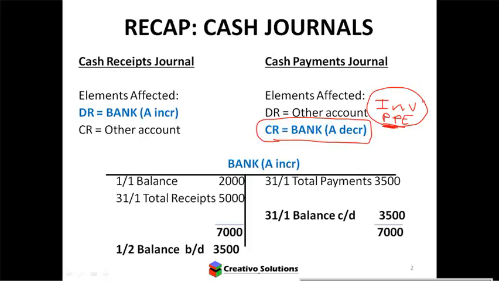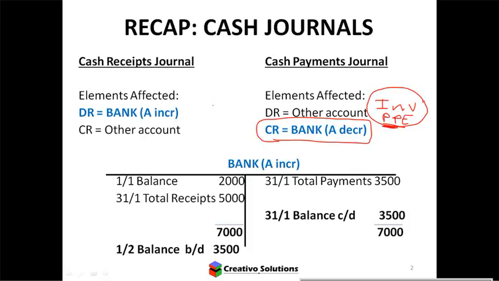This is bank recon, but it also relates to your cash flow. Because you know what happens when accounts are being affected. Something is debited, something is credited. Why? Because an element will either be increasing or decreasing.